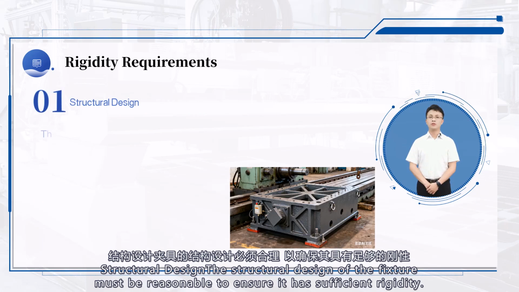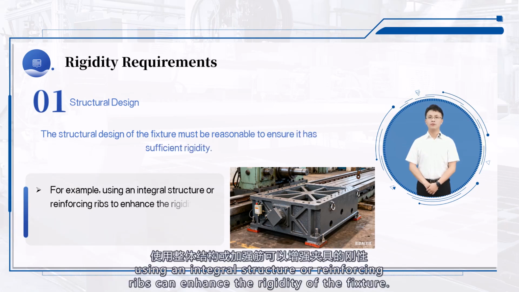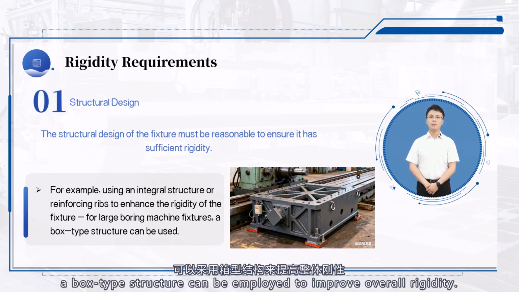Structural design. The structural design of the fixture must be reasonable to ensure it has sufficient rigidity. For example, using an integral structure or reinforcing ribs can enhance the rigidity of the fixture. For large boring machine fixtures, a box-type structure can be employed to improve overall rigidity.